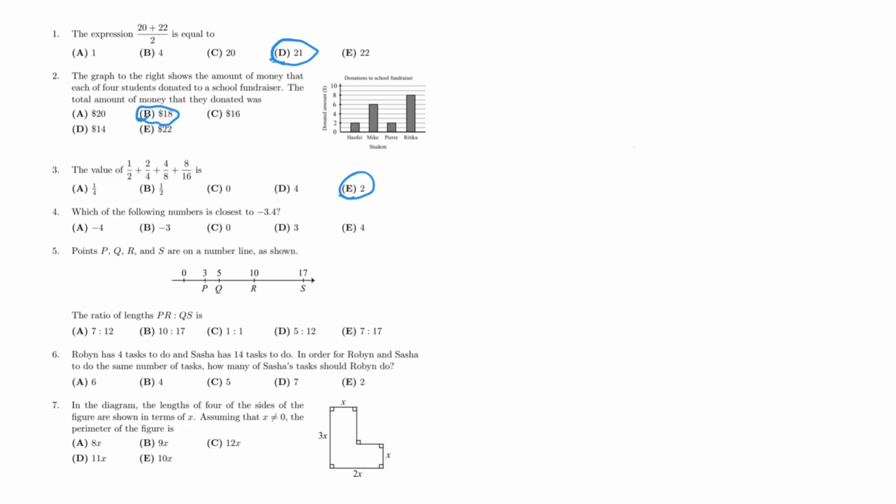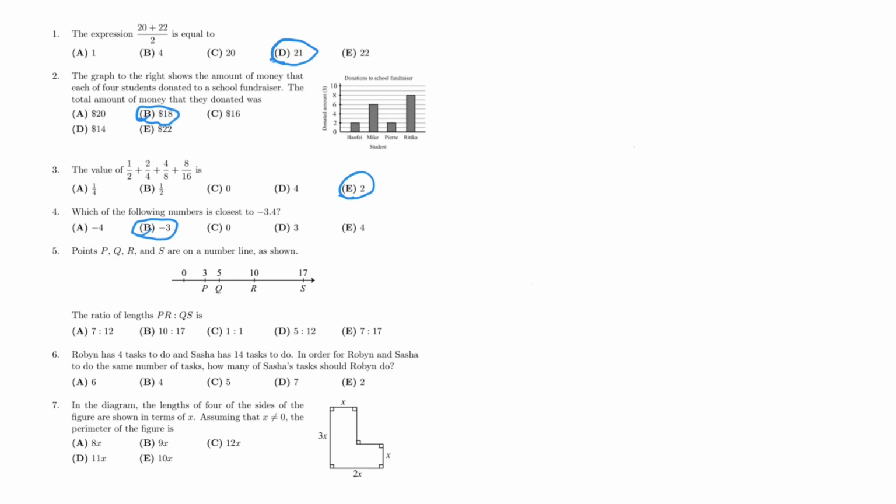Number 4. Which of the following numbers is closest to negative 3.4? Negative 3.4 is between negative 4 and negative 3. Halfway is negative 3.5. So negative 3.4 is to the right of halfway. So negative 3 is closest to negative 3.4. Therefore, the answer is B.